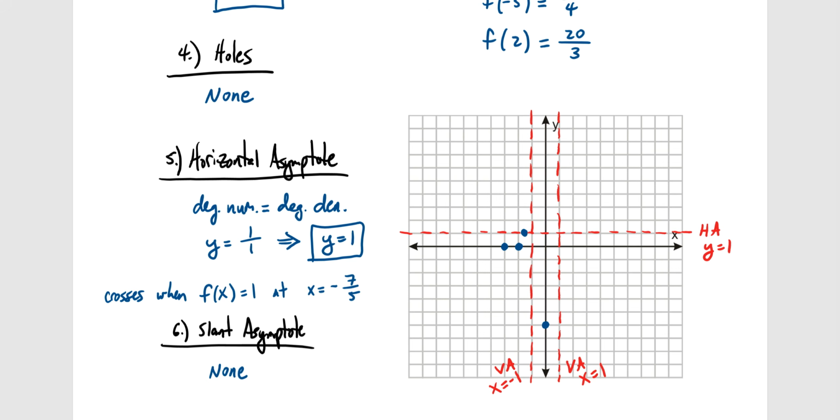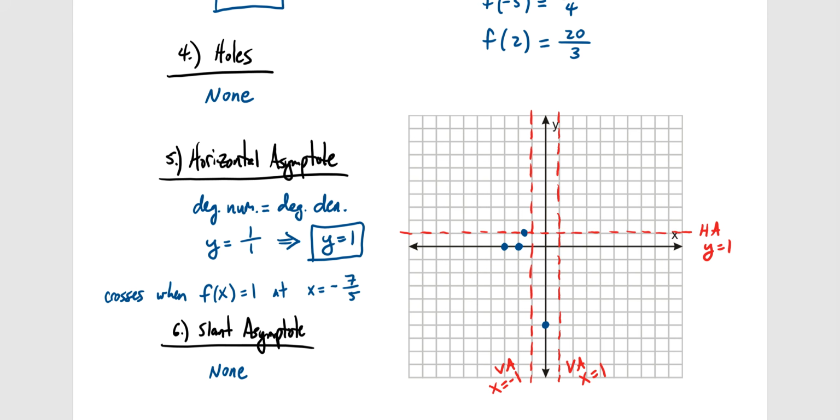So I plotted all of the stuff that we found out here. I plotted the two vertical asymptotes, the horizontal asymptote, where it crosses the horizontal asymptote, the x-intercepts and the y-intercept. So it looks a little bit different here. Let's see what we need to fill this in. We need some points to the right of this vertical asymptote because we don't have anything plotted there.